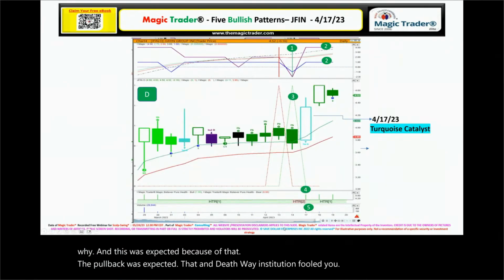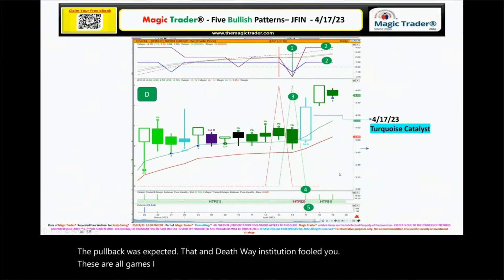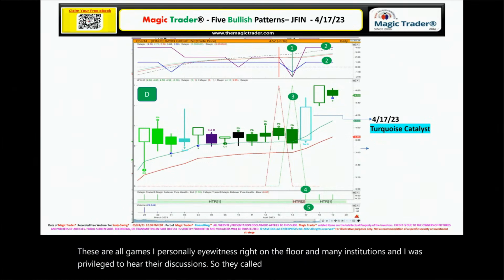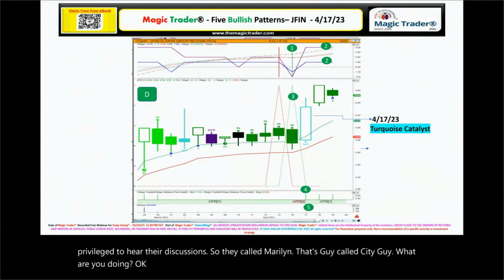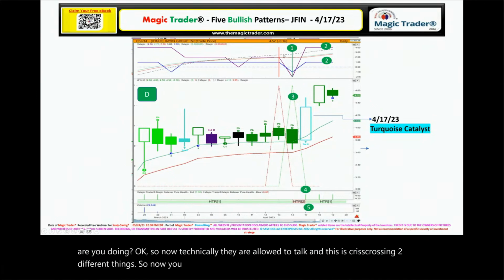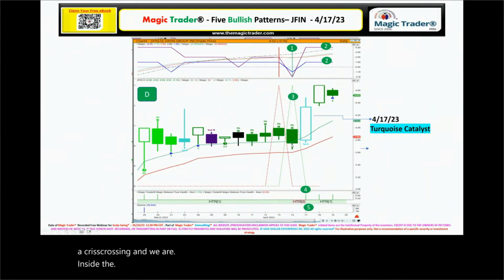These are all games I witnessed right on the floor in many institutions, and I was privileged to hear their discussions. So they call Merrill Lynch, this guy called the City guy. What are you doing? Okay. So now technically they are allowed to talk, and this is crisscrossing. Two different things. So now you learn one strategy. It is lining up. Look at it, everything is lining up, and they had a crisscrossing, and we are inside the risk reversion area, and this was one of the entries.